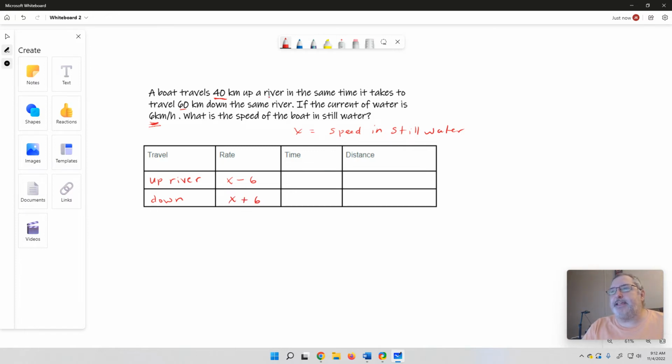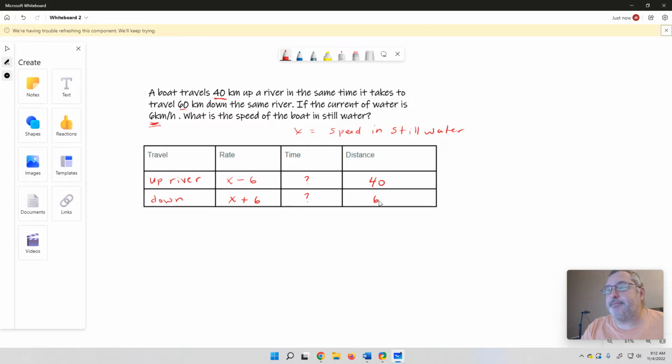Okay, time. Does it say anything about time in the problem? No, we have no idea. So we don't know what that is at all, but we do know some distances. So upriver, it goes 40 kilometers. Downriver, it goes 60 kilometers.